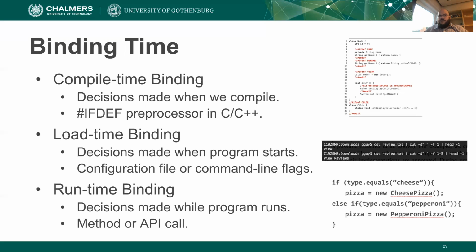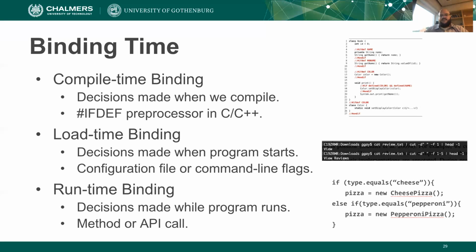So during compilation, all variations are still available. They're decided after deployment through, for instance, command line parameters or configuration files. And then runtime binding is where we can change the configuration of the system when it's actively running, right? During program execution, we make decisions about which features we want to enable. So we trigger reconfiguration through either internal or external input, through method calls or through API parameters.